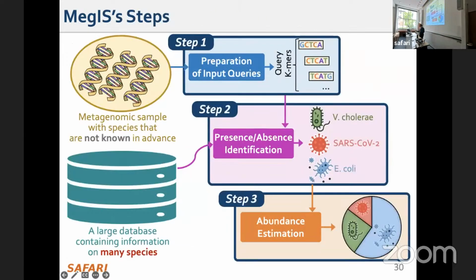Okay, so what is metagenomics? It's really one way of doing genomics, but normally you have the reference genome, but here you don't have a reference genome, meaning you sample something.